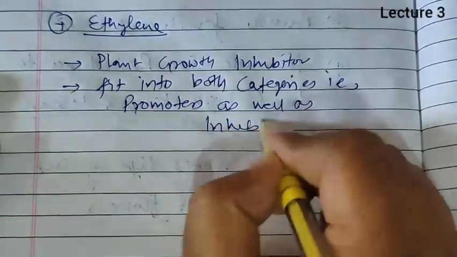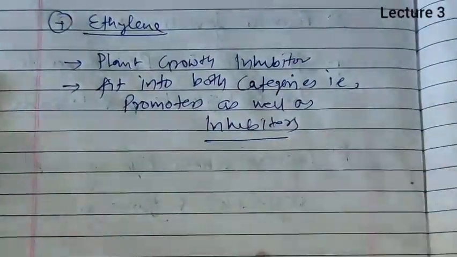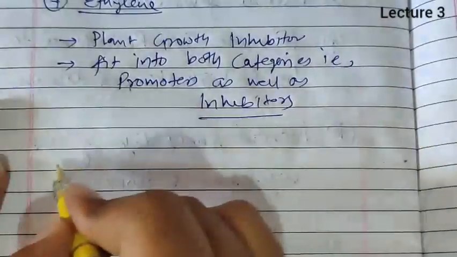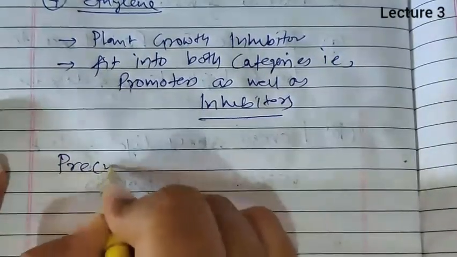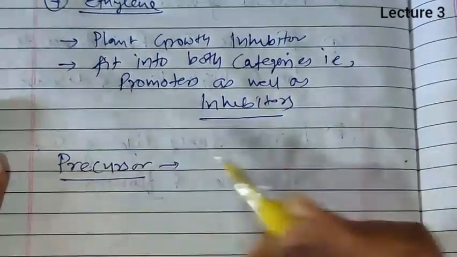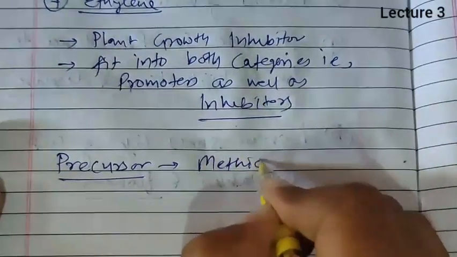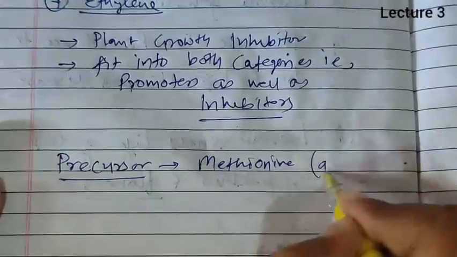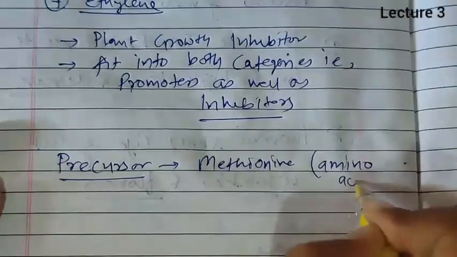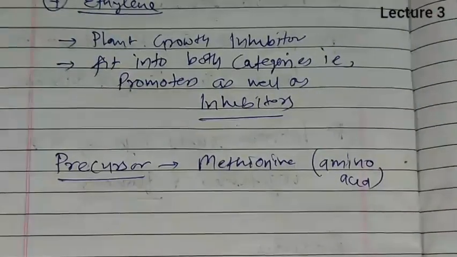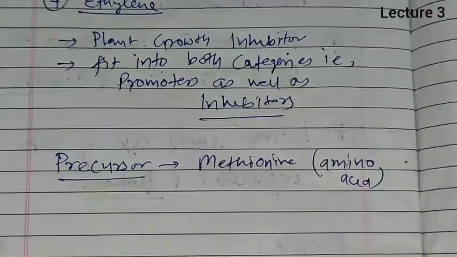But it has more promoting activities, so more inhibiting activities, because of this it is largely considered an inhibitor. When we talk about the precursor of ethylene, it is methionine. And methionine is an amino acid. We have also studied that for auxin also the precursor is an amino acid, that is tryptophan.